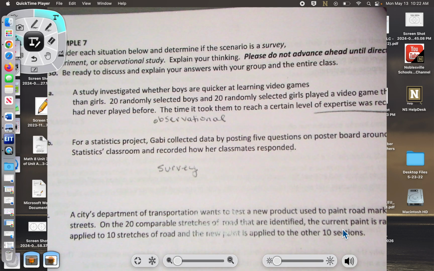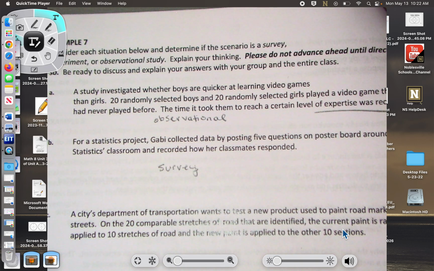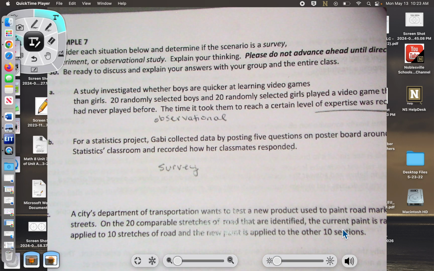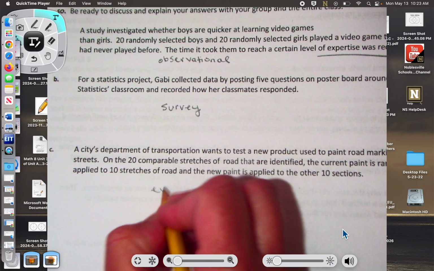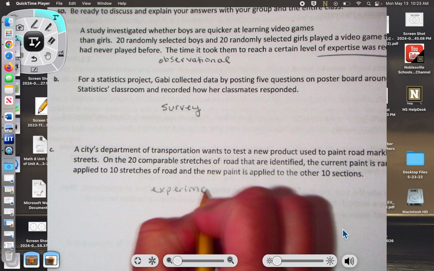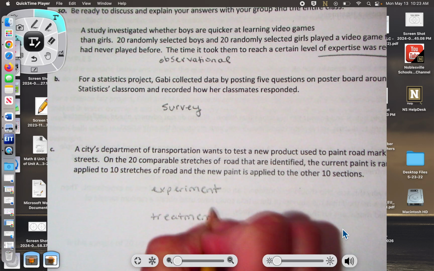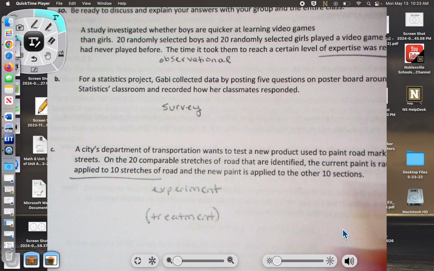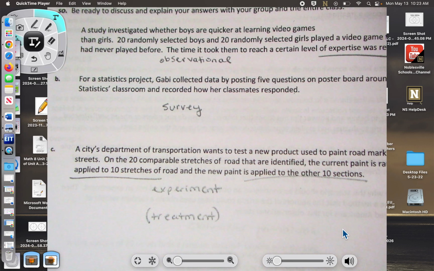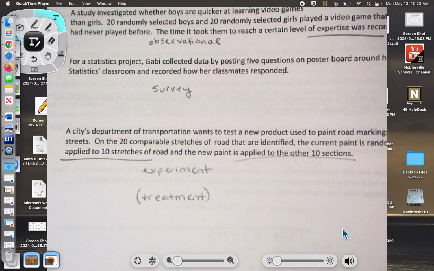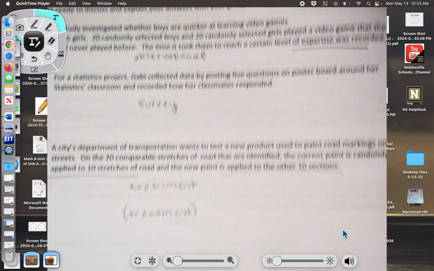Department of Transportation wants to test a new product used to paint road markings on a city's streets. On the 20 comparable stretches of road that are identified, the current paint is randomly applied to 10 stretches of road, and the new paint is applied to the other 10 sections. Okay, so I would say that this is definitely an experiment, right? Because they are actually doing something. There is a treatment. That's what we're looking for. 10 get the old paint, 10 get the new paint. So that is clearly an experiment that they are doing to test out the different paint. Okay.